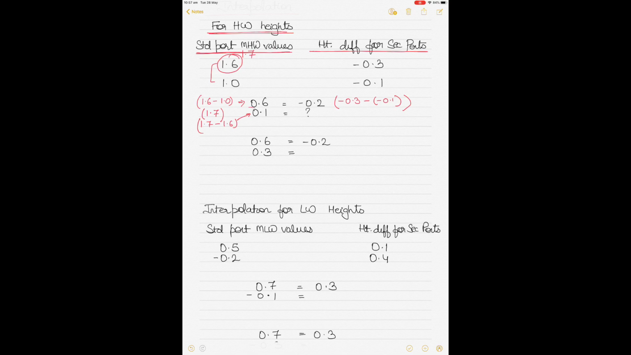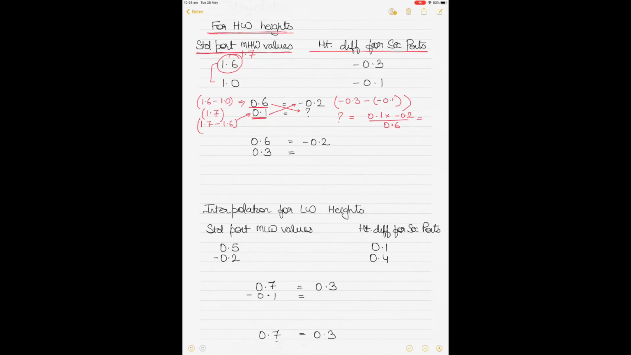When there is a difference of 0.6, the height difference changes by minus 0.2. So if the height increases by another 0.1, making it 1.7, what value do I need to apply? I will multiply this by this and this by this. Here the unknown will be 0.1 multiplied by minus 0.2 divided by 0.6.